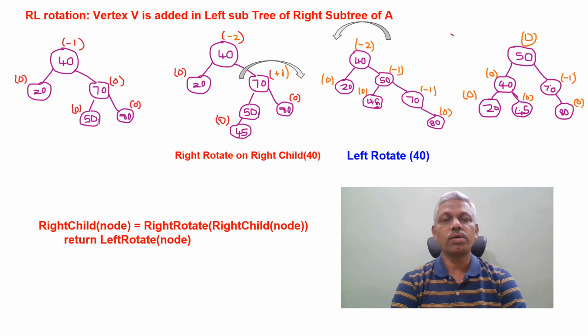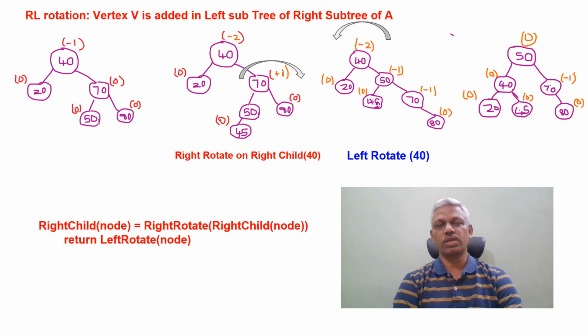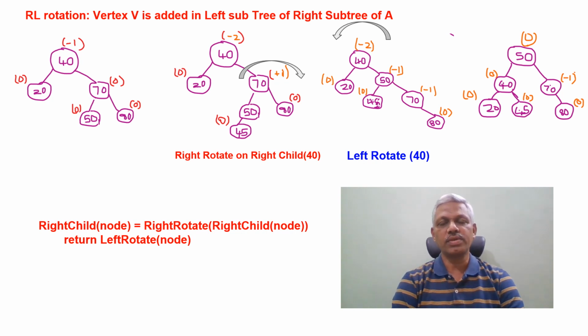Then we left rotate on 40 in the second step. That means we push 50 upwards and make 40 the left child of 50, and the left child of 50 is made the right child of 40. So this is the left rotate on 40. Because of these subsequent operations, the balance factors are recalculated and it is observed that balance is achieved. Again, the main point here is that this RL rotation can be observed as a combination of two rotations: one is right rotate on the right child of vertex 40 and then left rotate on 40.